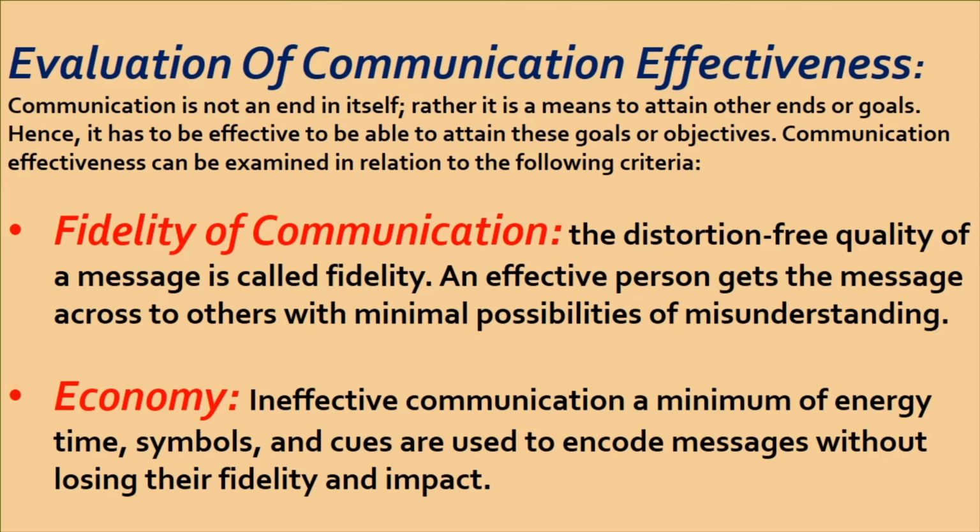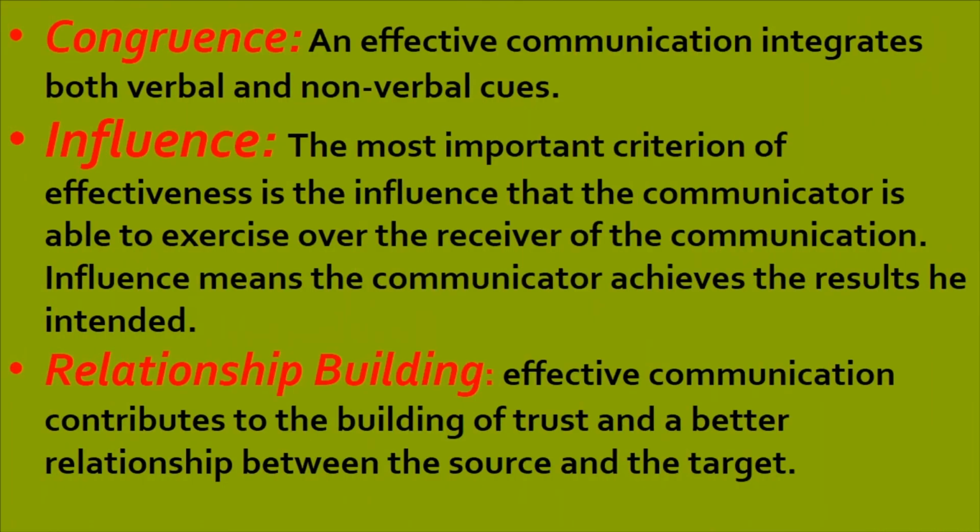And the next one is economy. In effective communication, a minimum of energy, time, symbols, and cues are used to encode messages without losing their fidelity and impact. Concurrence. An effective communication integrates both verbal and non-verbal cues. Influence. The most important criterion of effectiveness is the influence that the communicator is able to exercise over the receiver of the communication. Influence means the communicator achieves the results he intended. And the next one, relationship building. Effective communication contributes to the building of trust and a better relationship between the source and the target.